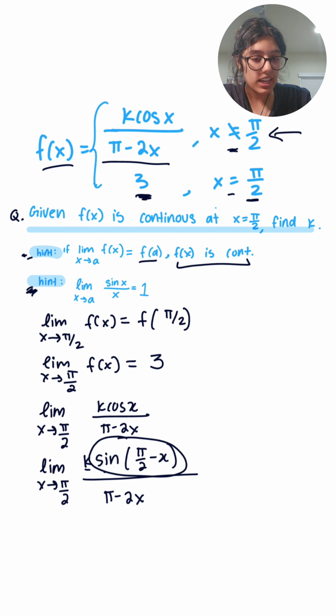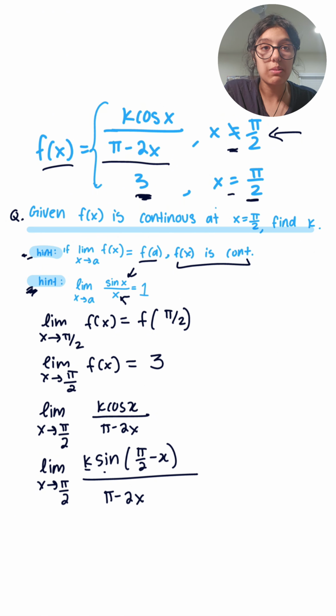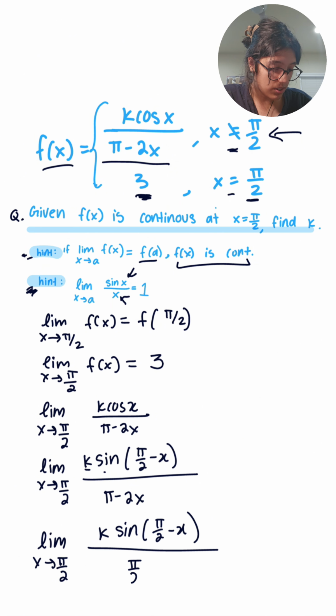I want to get a pi over 2 minus x in the denominator as well, because we see in the second hint we have an x at the top and an x at the bottom. x is just a function. In our case, that function is just pi over 2 minus x, and I want to get that in the denominator as well. So here's what I'm going to do. I'm going to write the limit as x tends to pi over 2 of k sine of (pi over 2 minus x), and I'm just going to put pi over 2 minus x at the bottom, right over here.